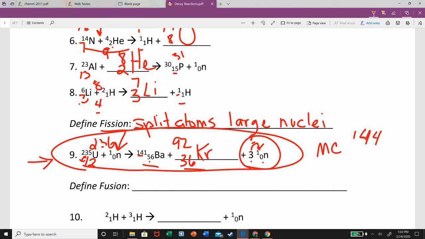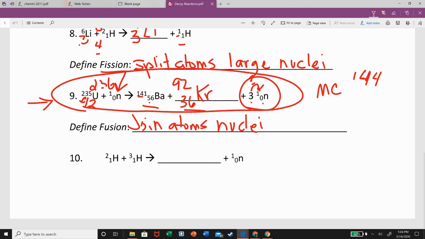So fusion is fusing together. This isn't where we split atoms. This is where we join atoms together. But we're not joining the whole atom. We're talking about the nuclei, right? So nuclear chemistry is all about the nucleus.